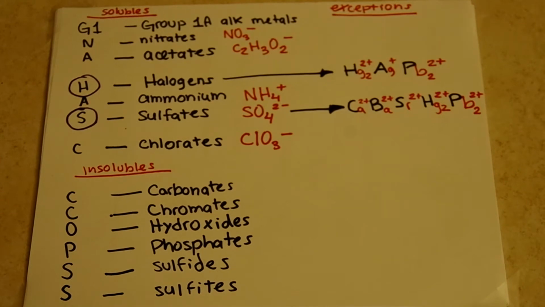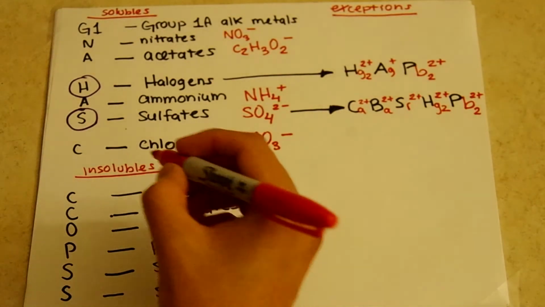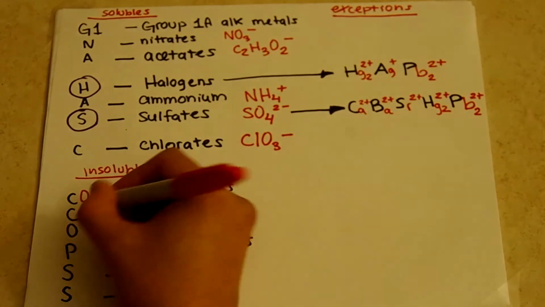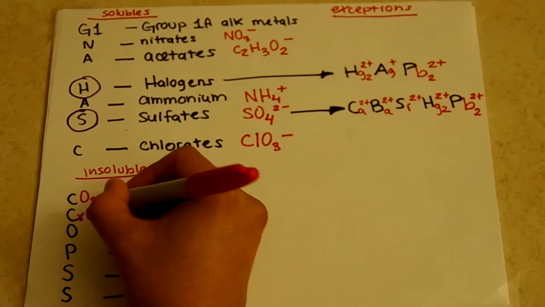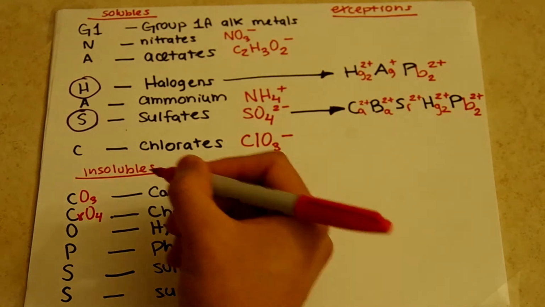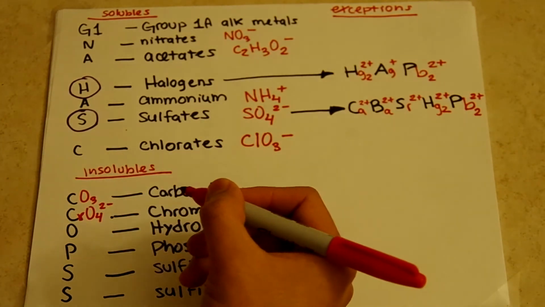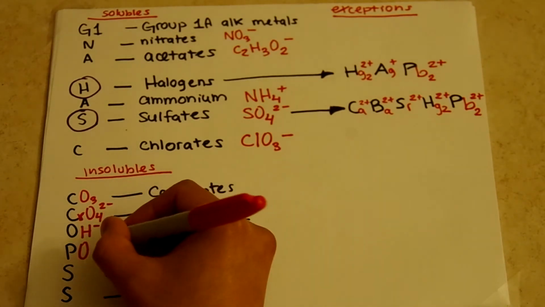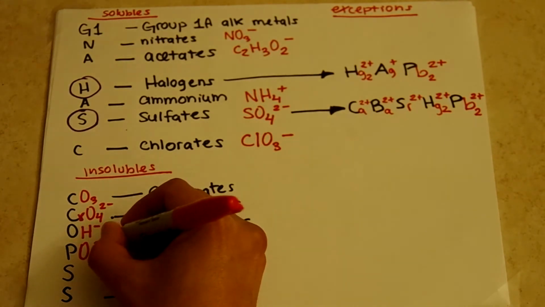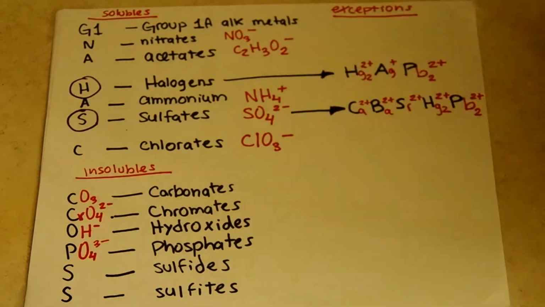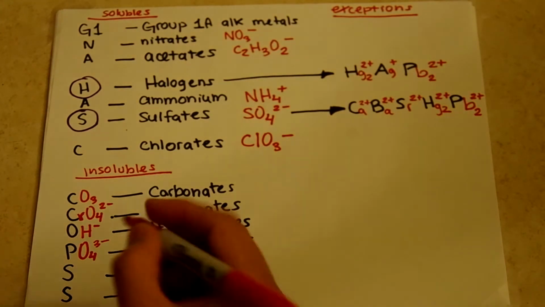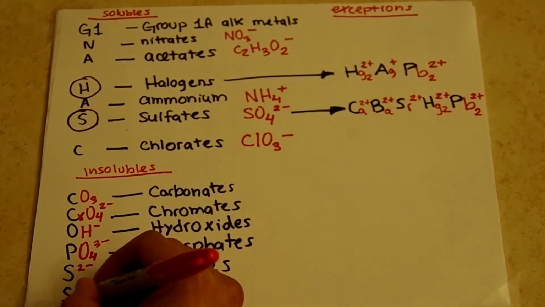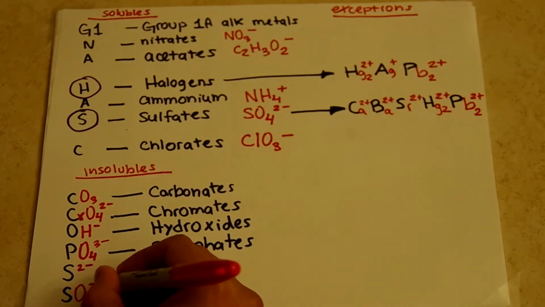Remember, all of these are going to be insoluble. Hopefully you know your polyatomic ions for the insolubles. Your carbonates is going to be CO3 minus. Your chromates is going to be CrO4 minus. Your hydroxide is going to be OH minus. Your phosphates is going to be PO4 minus. Sulfides is going to be S2 minus. And your sulfites are going to be SO3 minus.